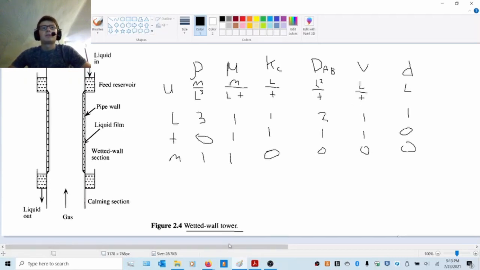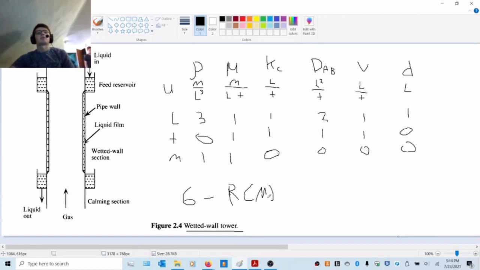Nice. So now, basically what we want to try and do is take the number of relevant variables. So in that case, this is 6 minus the rank of this matrix, and rank is a mathematical function that's pretty important to what we're trying to do here. And that's going to give us the number of dimensionless groups. So we'll call it the number of DMs.